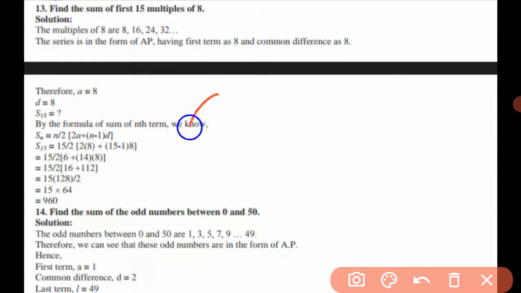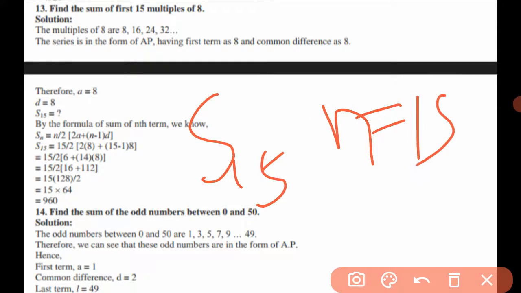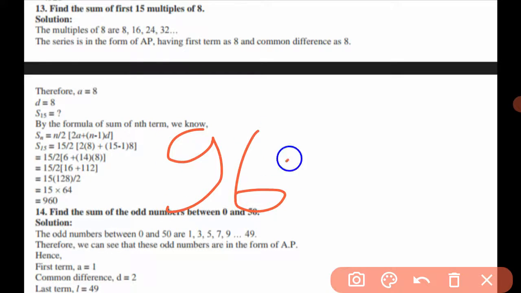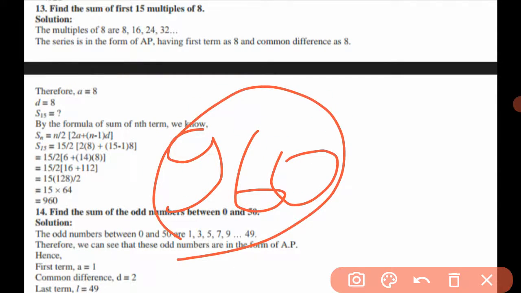We have to find S15. So we can put in the formula where n will be equal to 15. By putting in the formula Sn equals n upon 2 into 2a plus n minus 1 into d, putting in the values and finding, it will be equal to 960. So 960 will be the answer.